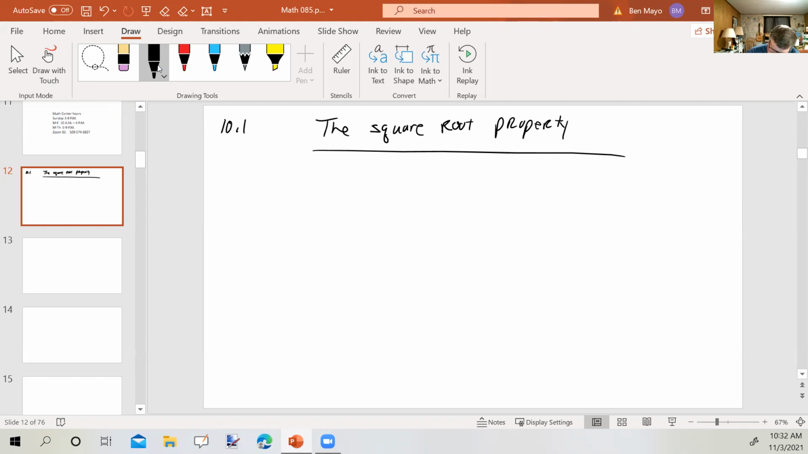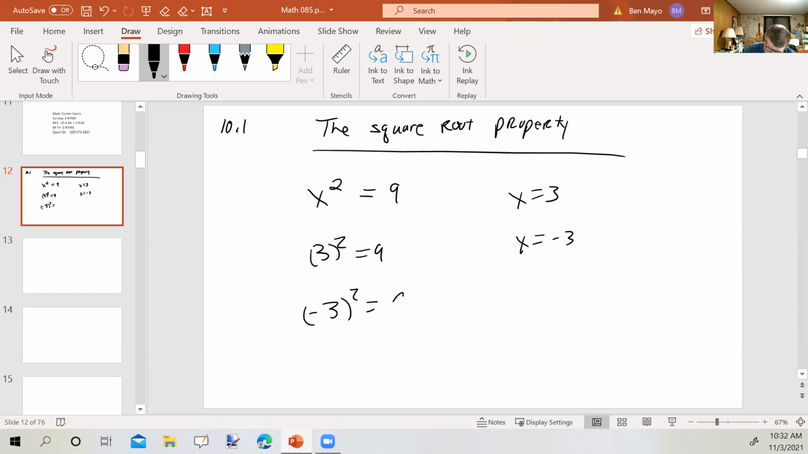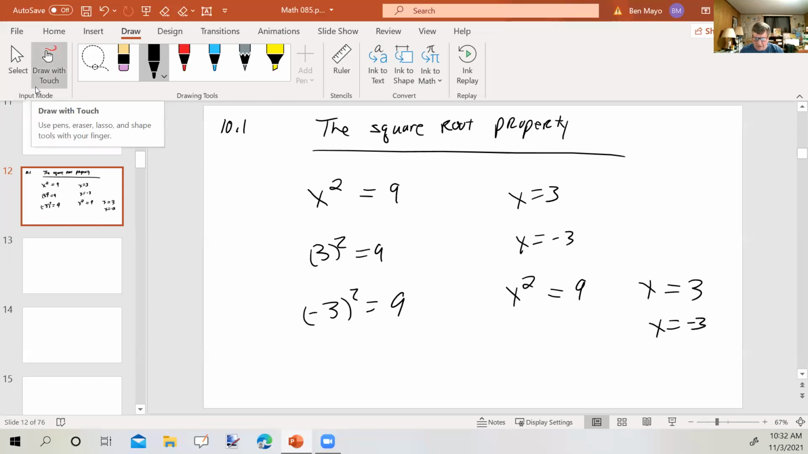Take, for instance, the equation x squared equals 9. Can you see that if x was 3, this would be true? 3 squared equals 9. But if x was -3, this would also be true. -3, the quantity squared equals 9. Therefore, for the equation x squared equals 9, we get two solutions. x is 3 and x is -3. Any questions about that example so far?